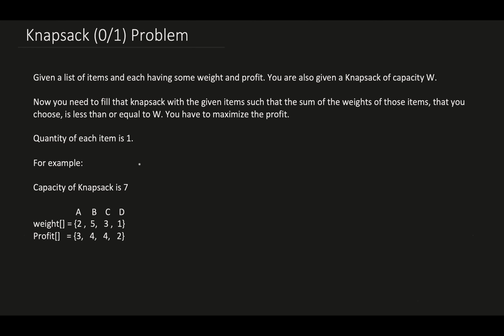Suppose the capacity of the knapsack is 7 and you are given these four items A, B, C, D, and each item has some weight and profit associated with it. So first of all, if you decide to add A and B in the knapsack, then the weight will be 7 and the profit that you earn will be 7 also. So this is the weight and this is the profit.